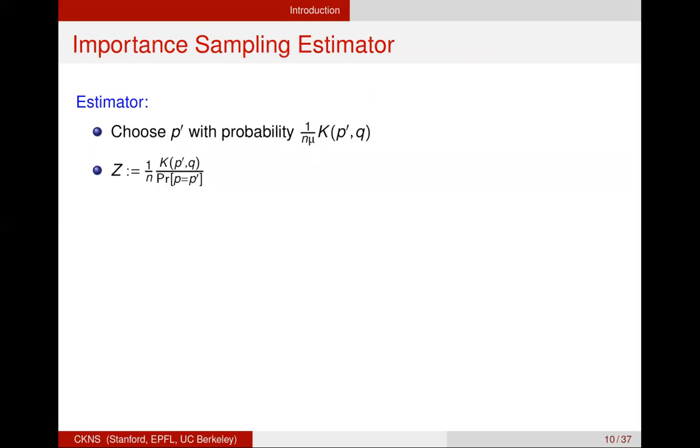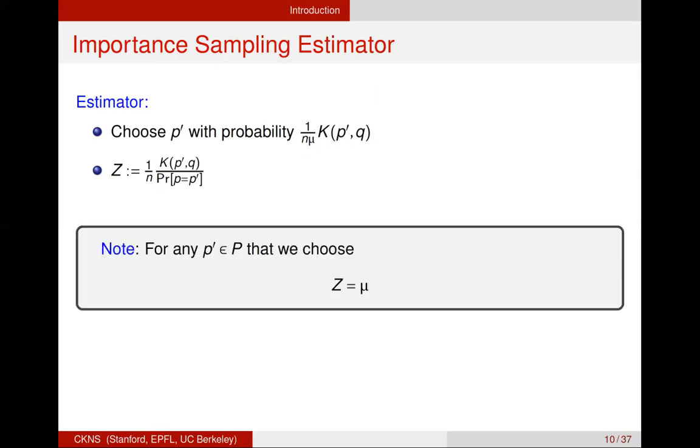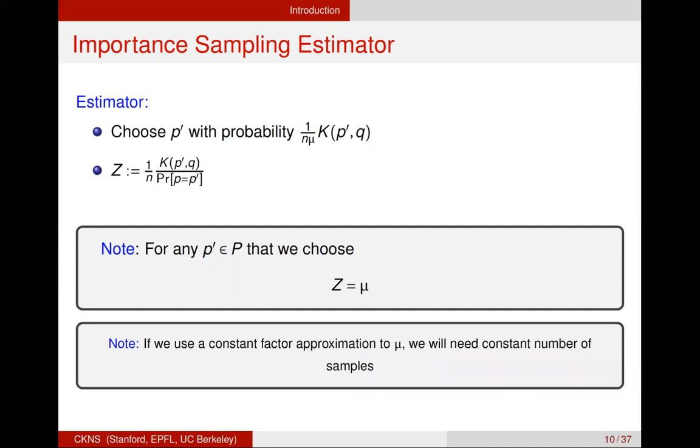Now let's design an estimator. Suppose that we choose points with probabilities 1/(n mu) times their contribution. Then we need to set our estimator to be 1/n times 1/probability of sampling this point times its contribution. If you look at this estimator closely, you will notice that it always returns the right kernel density. But the problem is that beforehand, we don't know what the exact value for mu is. So we are going to use a constant factor approximation to mu. This is going to give us probabilities that are just a constant factor away from the right probabilities. And then we will need a constant number of samples to get a 1 plus or minus epsilon approximation to our kernel density.